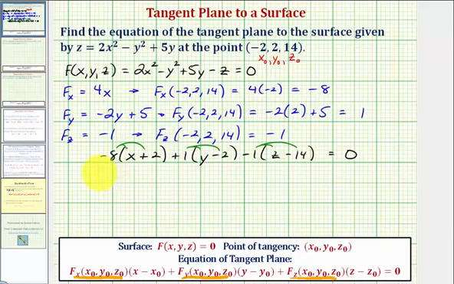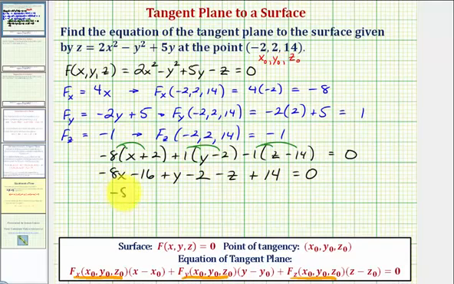So we'd have -8x minus 16 plus y minus 2 minus z plus 14 equals 0. Combining like terms, we have -8x plus y minus z. Then looking at the constants, we have negative 16 minus 2 plus 14. So we have minus 4 equals 0. So this would be the general form of the equation of the plane.